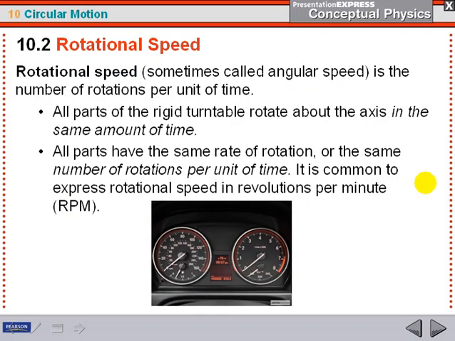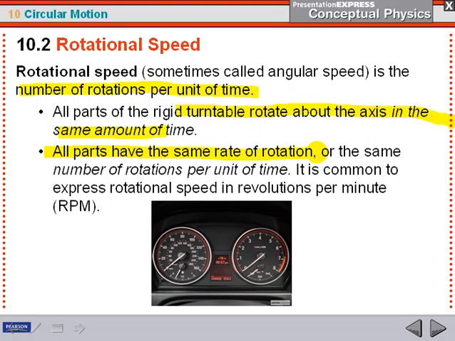Now, rotational speed is also called angular speed, and this is the number of rotations per unit of time. So all the parts of the turntable rotate about the axis in the same amount of time. So all parts have the same rate of rotation.